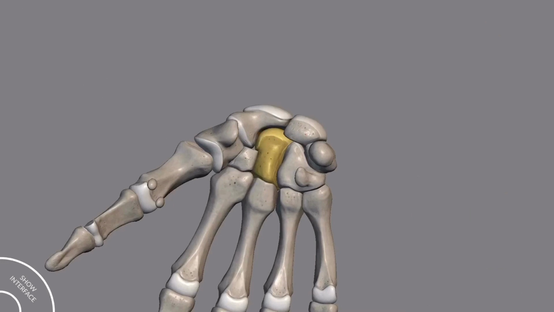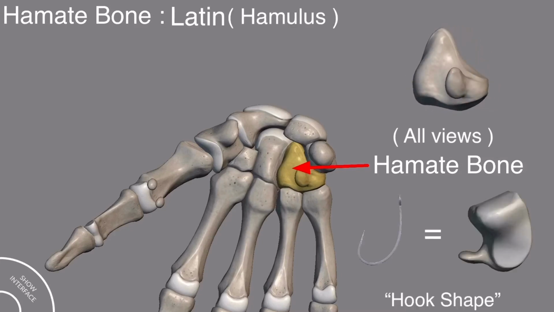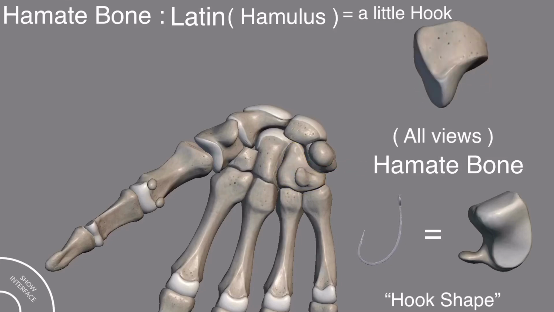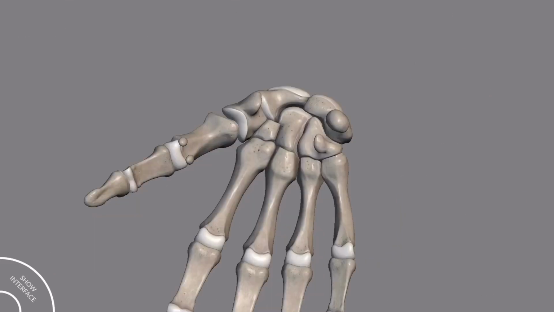The last bone in the distal row is the hamate bone. Hamate is derived from the Latin word hamulus, which means a little hook. The hamate bone has a hook on its surface, and that is called Hook of Hamate. A simple way to remember the names of the carpal bones is through the mnemonic "She looks too pretty, try to catch her."